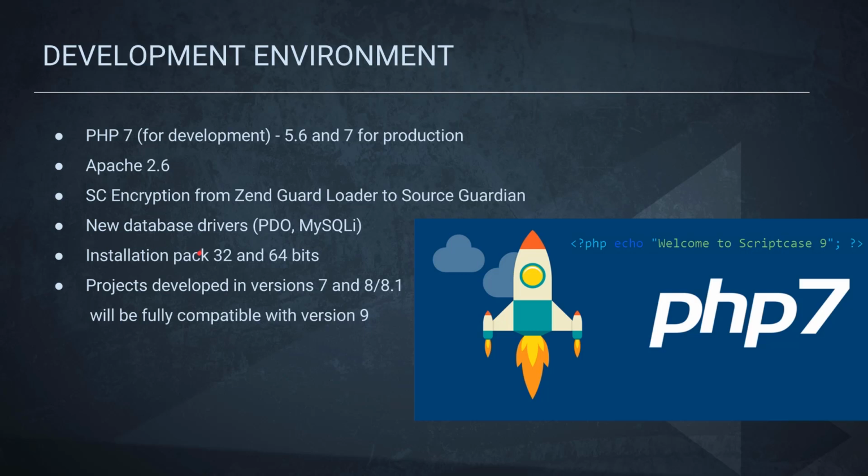Installation packs now available for different architectures. We have 32 bits and 64 bits for Windows, so you can choose. And projects developed in version 7, 8, and 8.1 will be fully compatible with version 9. Okay, this is very important. And as I said before, you will do a separate installation, so it will not affect your previous projects.